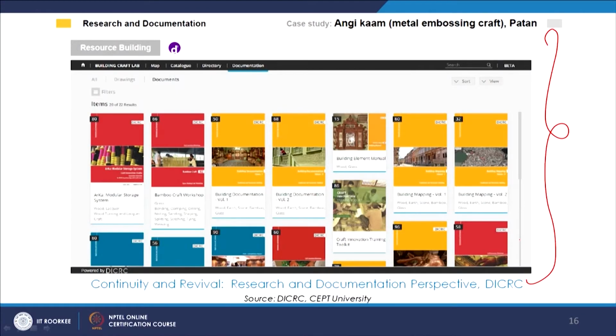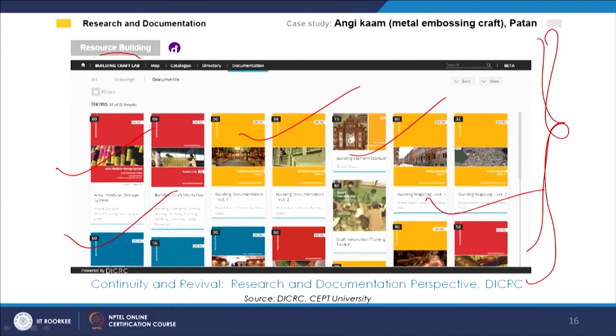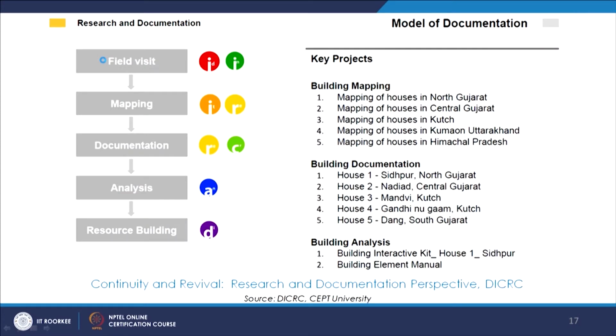And again the resource building part, we saw these resource inventories which are put up. So different kinds of books, different kinds of data generation that happens over there, the building mapping that happens. So all of it is available again, the building craft laboratory is there online, and this resource building is taken care of through that. So again, a model of documentation.